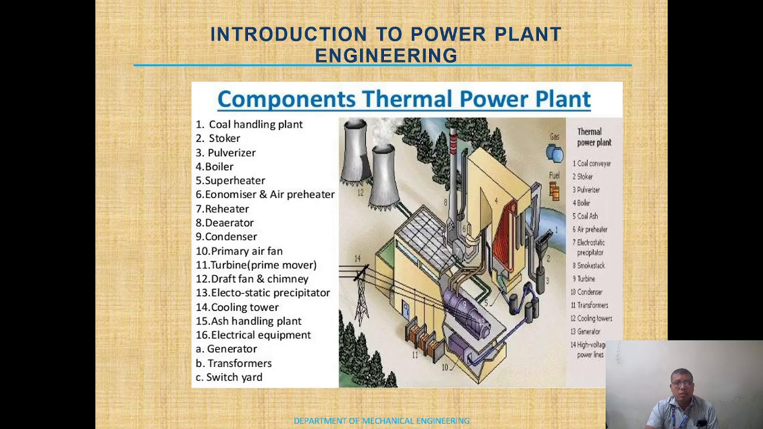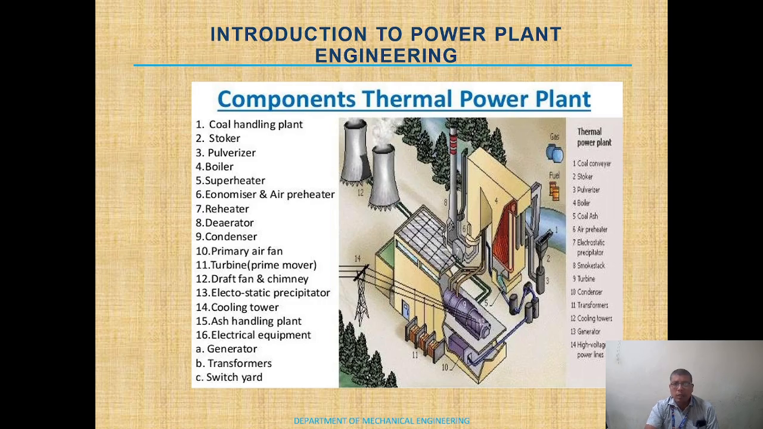Components of thermal power plants: first one, coal handling plants, stokers, pulverizer, boiler, superheater. Sixth one is the economizer and air preheater, reheater, condenser, primary air fan, turbine, which is used as a prime mover, draft fan and chimneys, electrostatic precipitator, cooling tower, ash handling plant, electrical equipment, generators, transformers, switchyards.